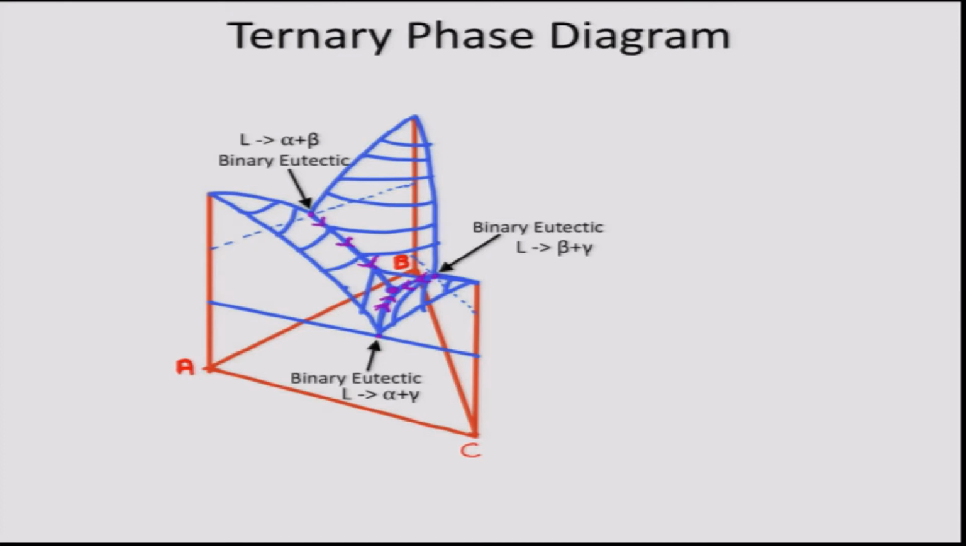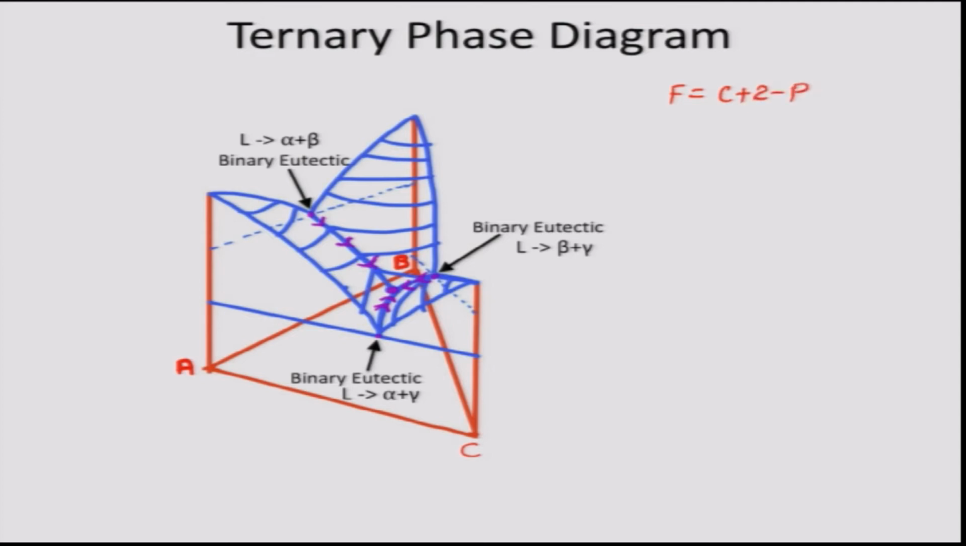In binary AB, the eutectic reaction is liquid going to alpha plus beta. In BC, the eutectic reaction is liquid giving beta plus gamma, and in AC it is liquid giving alpha plus gamma. In a binary phase diagram, a eutectic is an invariant. That is because of the constraints put by the Gibbs phase rule. So, if we write the equation for Gibbs phase rule, it says F is equal to C plus 2 minus P.